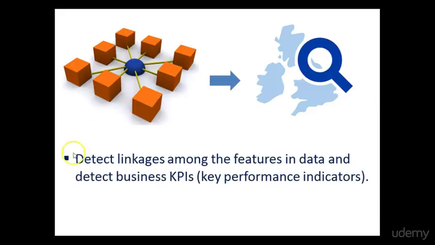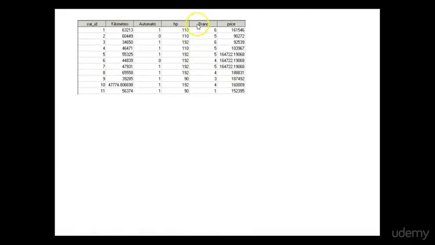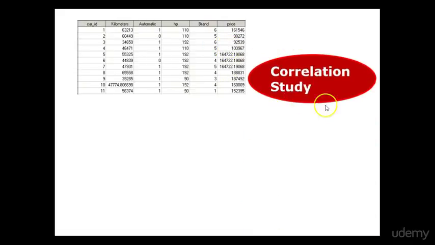Correlation studies and linkage analysis. To detect linkages among the features in data and detect business KPIs, key performance indicators. Follow me. This is about car price. We're conducting a correlation study. We run proc corr. Output is a Pearson correlation table.